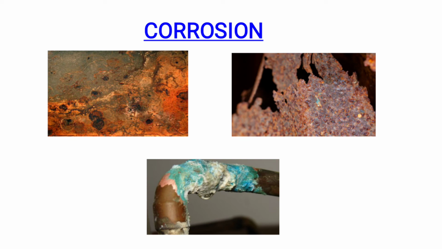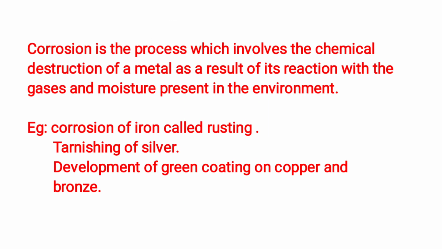Next is corrosion. Corrosion is basically an electrochemical process and it involves the chemical destruction of a metal as a result of its reaction with gases and moisture which is present in the environment. Examples for corrosion are corrosion of iron, which is known as rusting. That is, iron, when exposed to moist air for a long time, acquires a coating of brown substance which is known as rust.